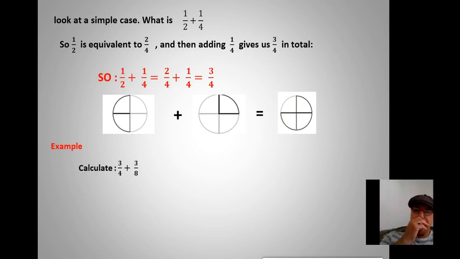Example again. Calculate 3 over 4 plus 3 over 8. Here also I see the denominators are different, not the same. That's why I must make them the same. How can I make this the same?